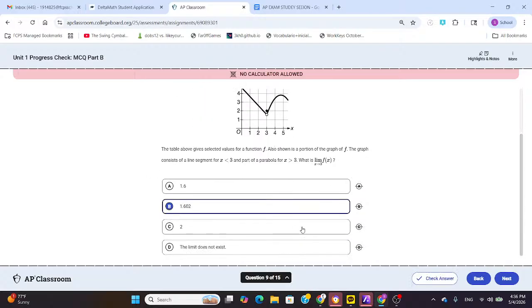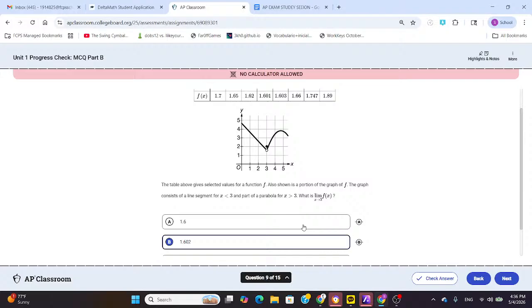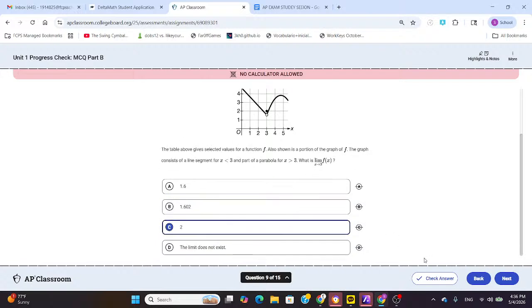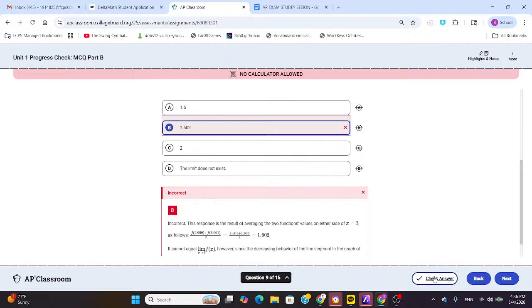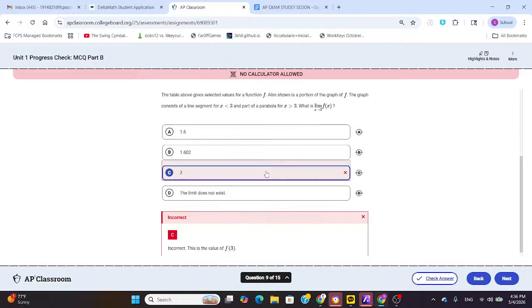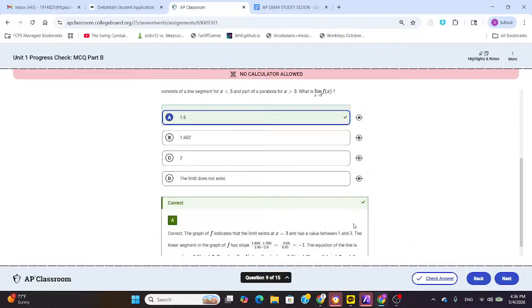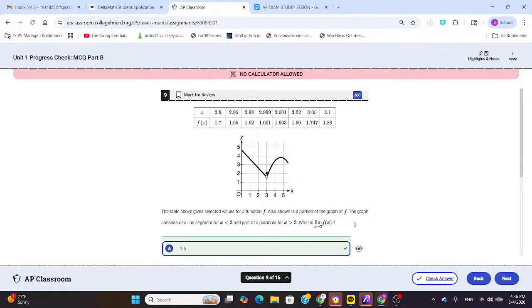If it's approaching 3, it does get to a value, but... no, it's 2. No, it's B. No, what? It's A. The graph has a line segment when x is less than 3 and part of the parabola for x greater than 3. What is the limit as x approaches 3 of f of x?